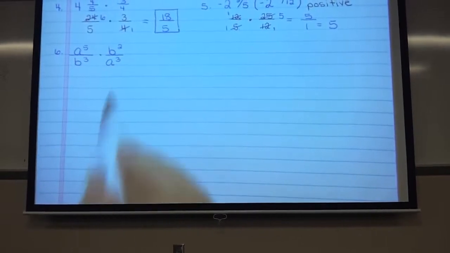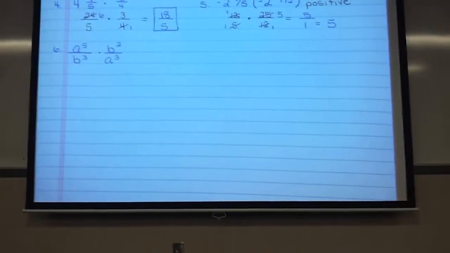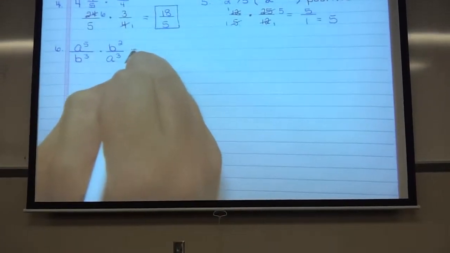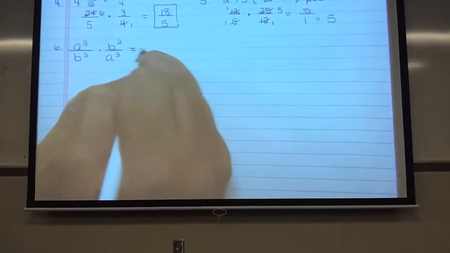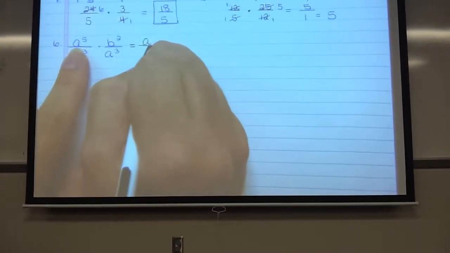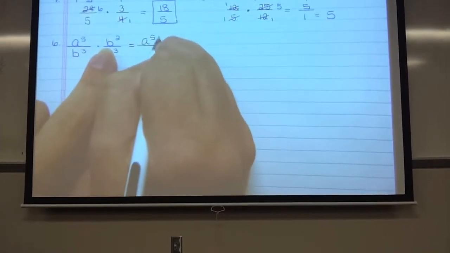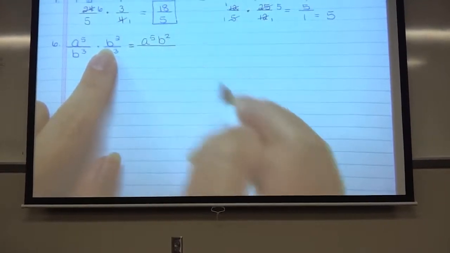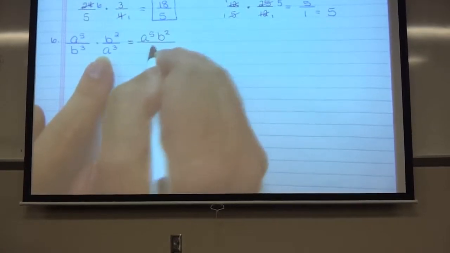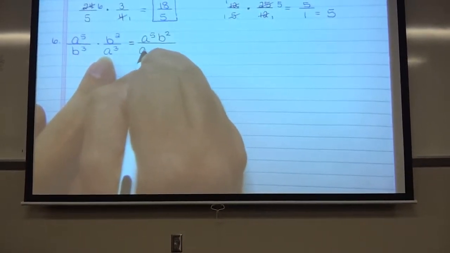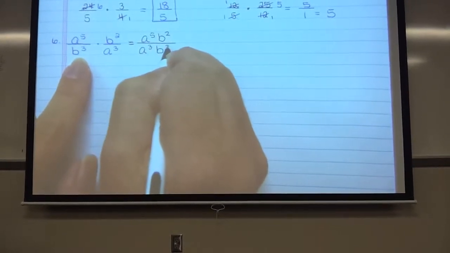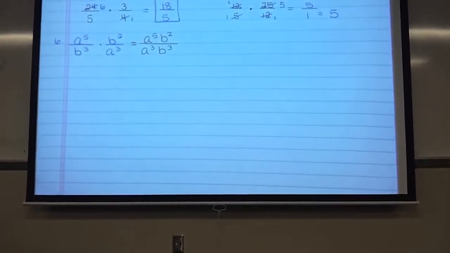Some of you might want to cross cancel the way it looks. I like with the letters only to squish them together first. So that way I only have one fraction to look at. On top I have an A^5 and a B^2. And on the bottom, if you want to put it in alphabetical order like this, you can. So if you want to put the A^3 first, just so they line up, and then the B^3. Doesn't matter which way you write them.